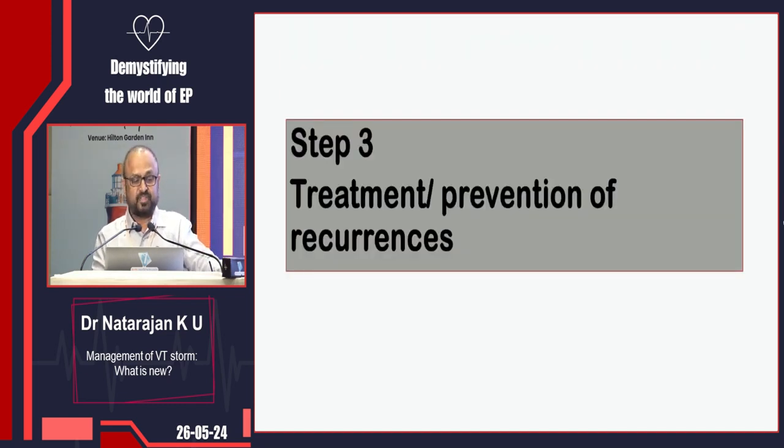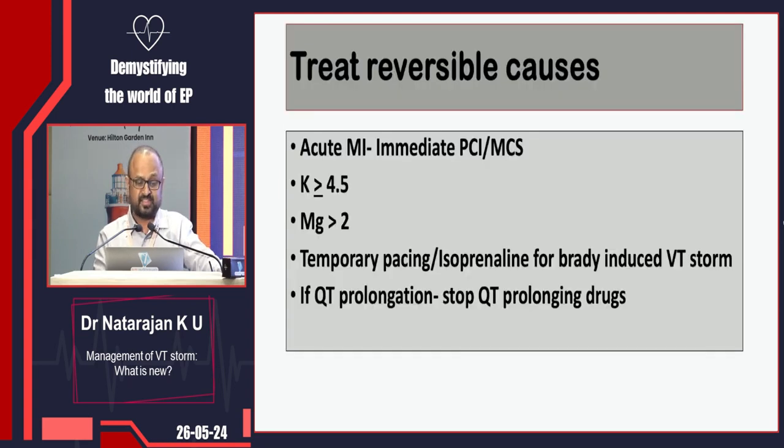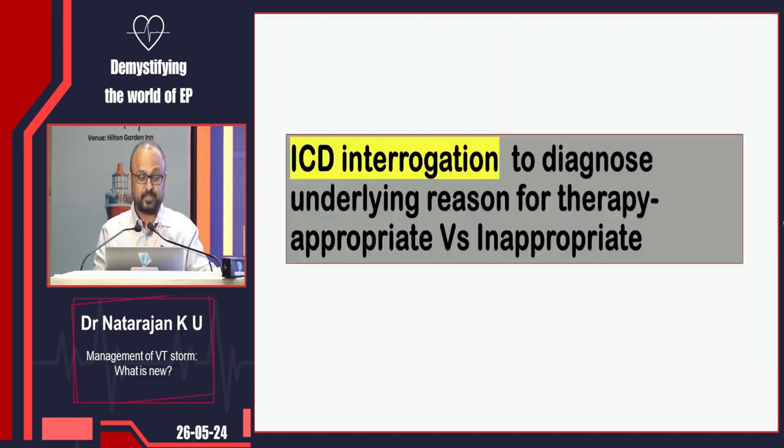Step number 3, the final step, treatment and prevention of recurrences. Of course, all reversible parameters should be corrected. Potassium should be kept as close to 4.5 as possible, and magnesium more than 2. Temporary pacing or isoproterenol in case there is bradycardia, which is the reason for the VT storm. If there is QT prolongation, stop the offending drugs. That is very, very important.